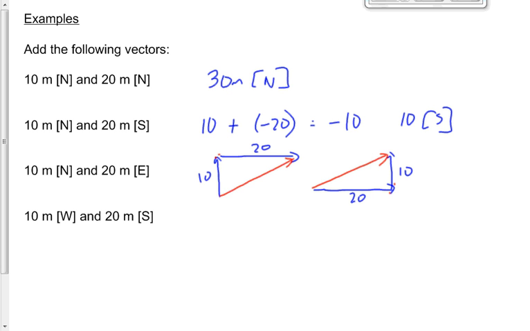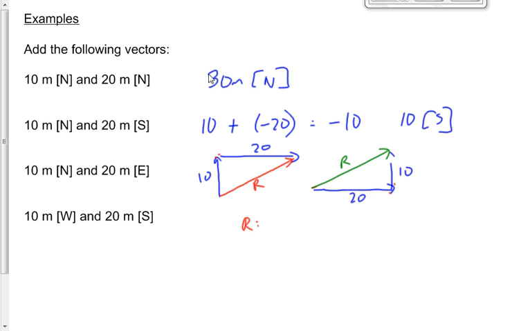Now, how would you solve for that? How would you solve for the resultant vector? Let's do this in a different color there. How would you solve for the red resultant vector there? Yep, Pythagorean theorem. a squared plus b squared equals c squared. Or in other words, c is equal to the square root of a squared plus b squared.